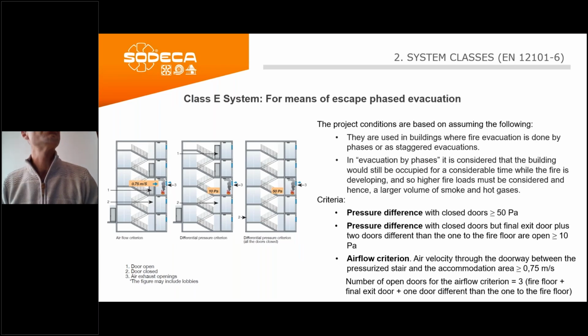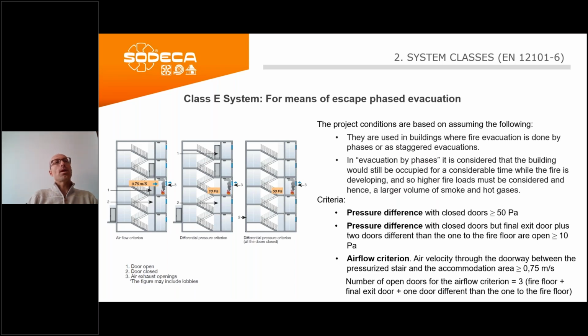And the last class meant only for means of escape is the Class E system. And in this case, it is meant for phased evacuation. This is for big buildings where it's not possible to carry out simultaneous evacuation, and the evacuation of people has to be phased. So the evacuation time will be much longer. So in this case, the standard says that instead of 2 doors open that we had in the Class D system, we have to consider 3 doors open.